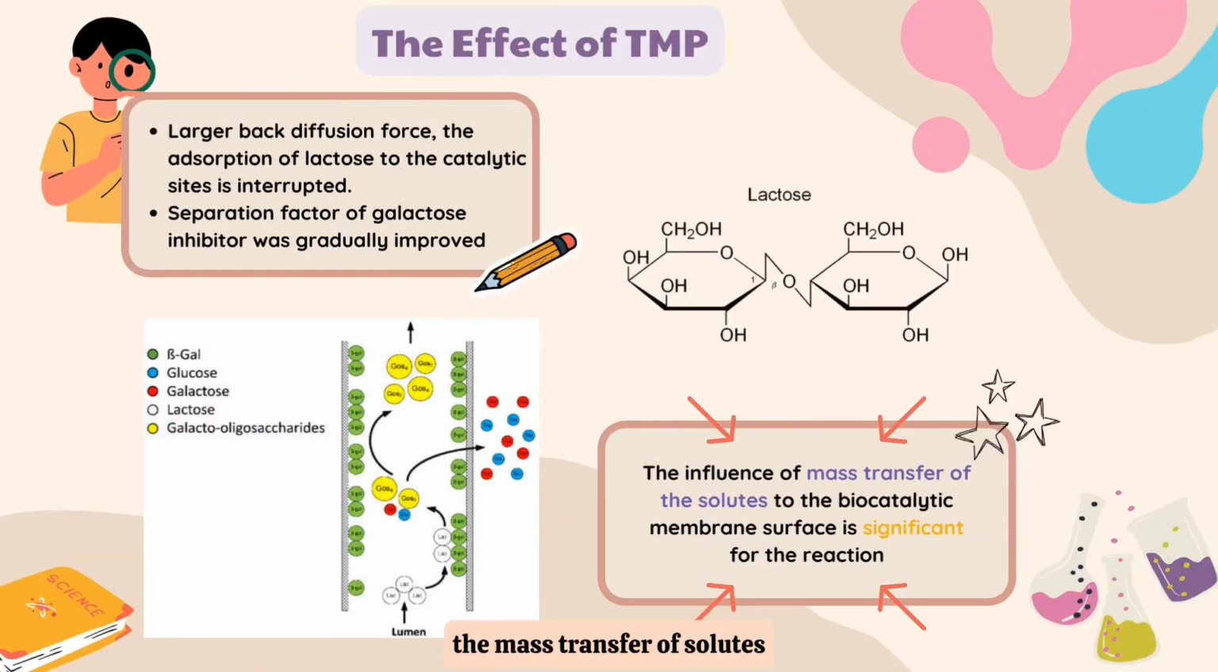As a result, the mass transfer of solutes such as lactose through the membrane is decreased due to a larger back diffusion force, since the larger solutes are sieved by the pores. Hence, the absorption of lactose to the catalytic sites is interrupted and the reaction rate is reduced. This result highlights that the influence of mass transfer of the solutes to the biocatalytic membrane surface is the determining factor to obtain a high yield of GOS.